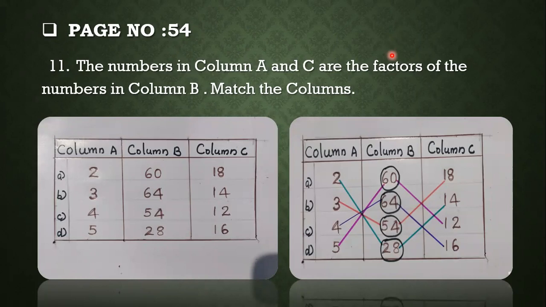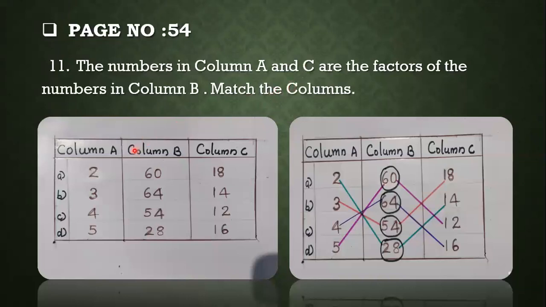See, on this page, the first question is, the numbers in column A and C are the factors of the numbers in column B. Match the following. So you can do it in your workbook. All of you be ready with your workbook.